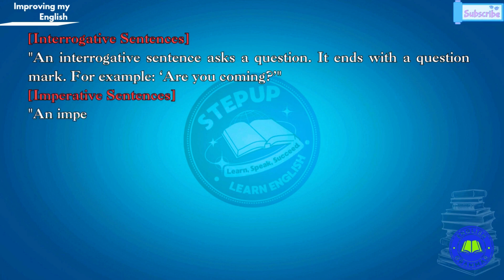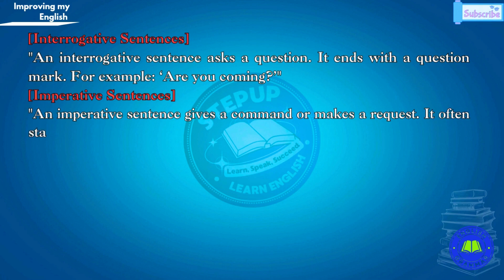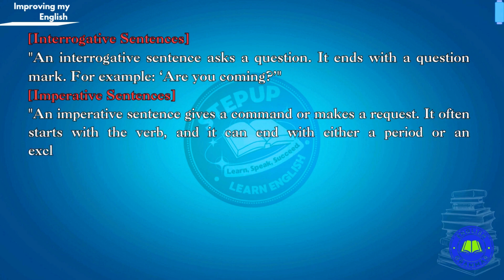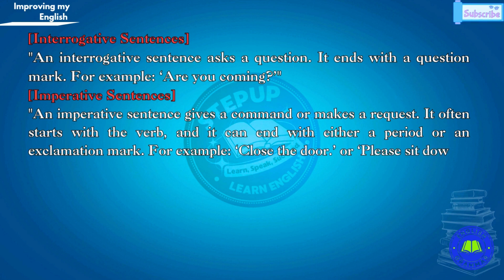Imperative sentences. An imperative sentence gives a command or makes a request. It often starts with the verb, and it can end with either a period or an exclamation mark. For example, close the door or please sit down.